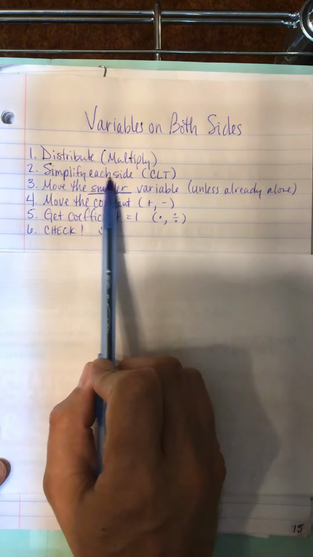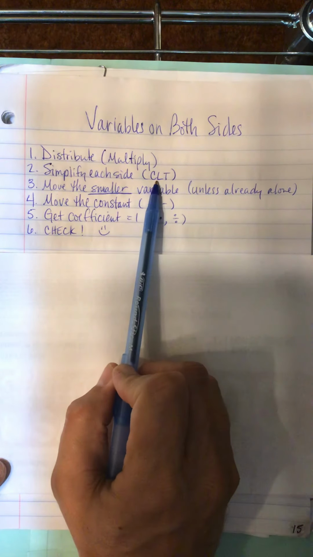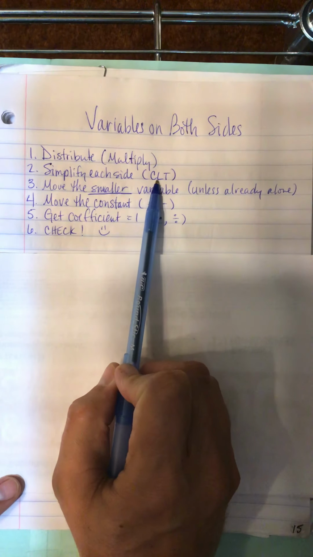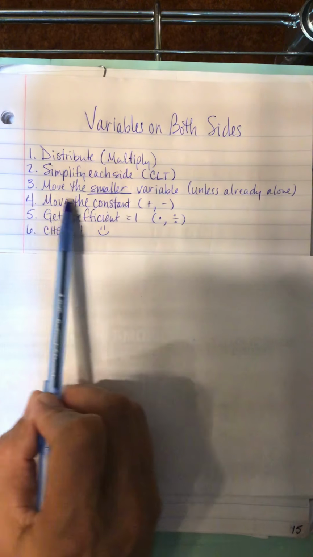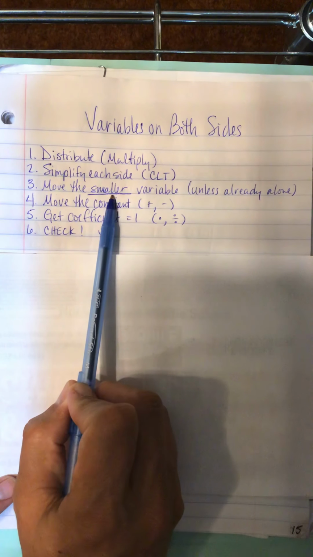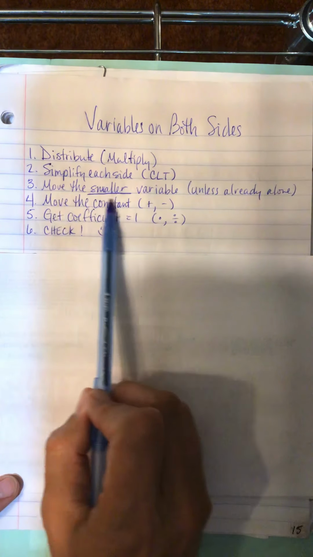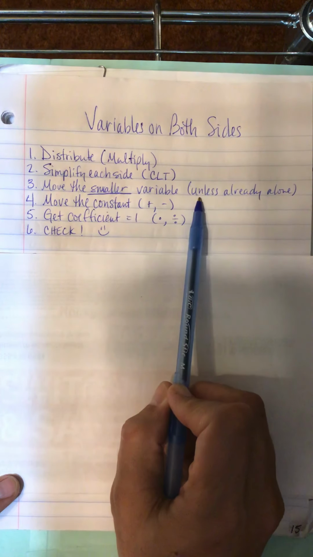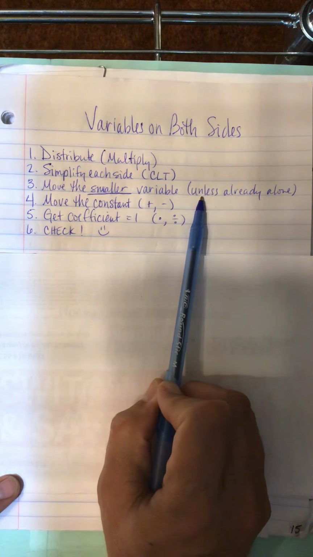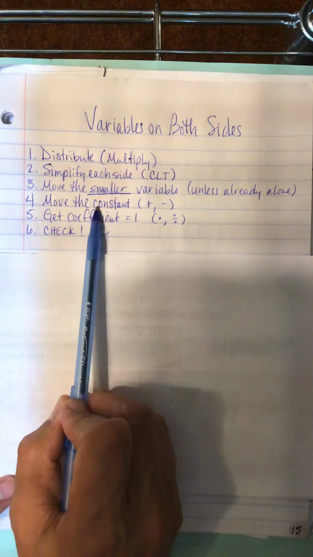We're going to simplify each side. This is a little bit different because we're going to have to combine like terms on both sides now instead of just one, possibly. Number 3, you want to move the smaller variable. It's always best to move the smaller one because that gives us the best chance of not having to work with negatives later on. So move the smaller variable unless it's already alone by itself on one side of the equation.